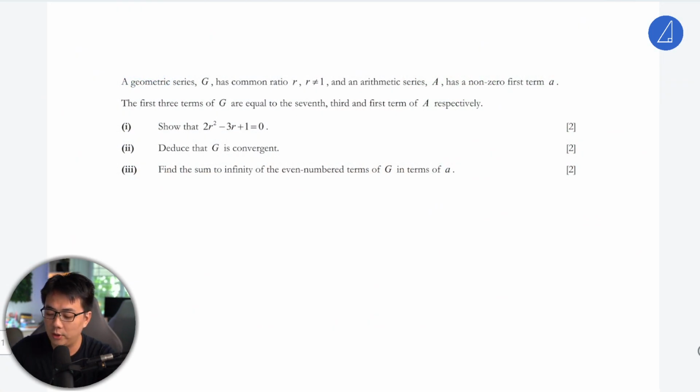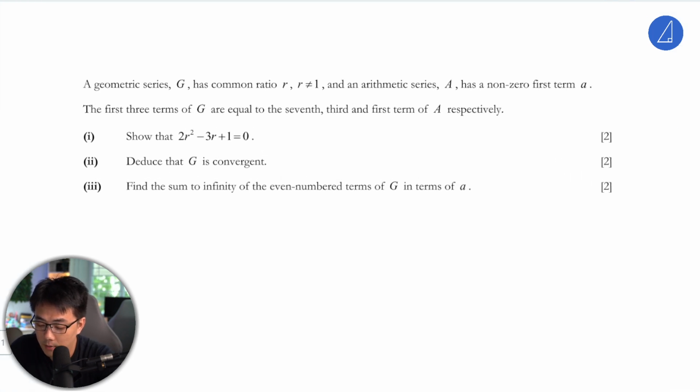A geometric series G has a common ratio of r, and an arithmetic series has a non-zero first term of a. The first three terms of G are equal to the seventh, third, and the first term of A respectively. Show that 2r squared minus 3r plus 1 equals 0.